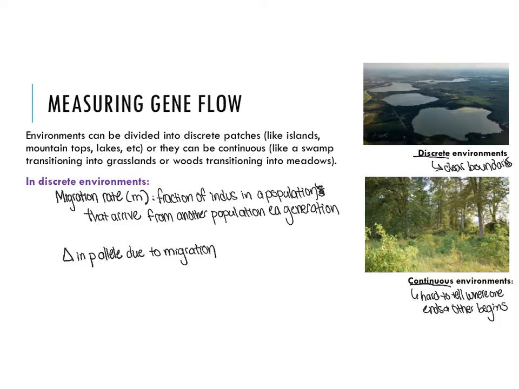And there's an equation for that. So it's this change is equal to M times the frequency of P in migrants minus the frequency of P in a focal population.